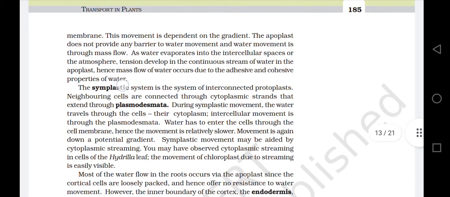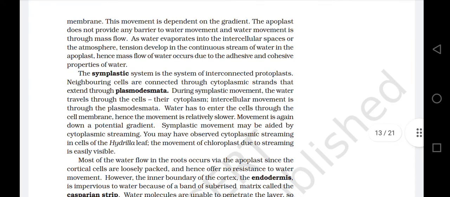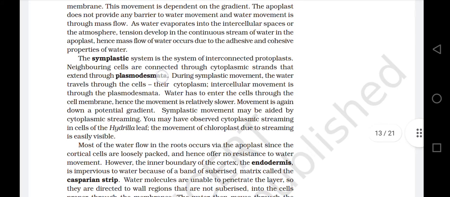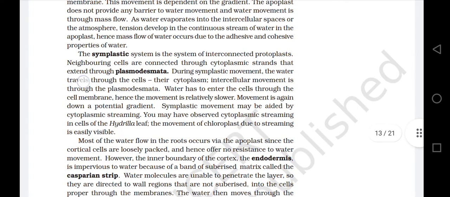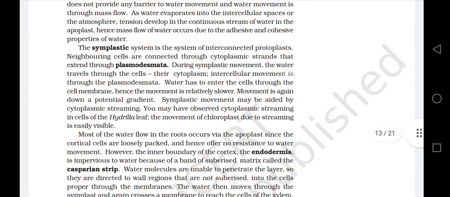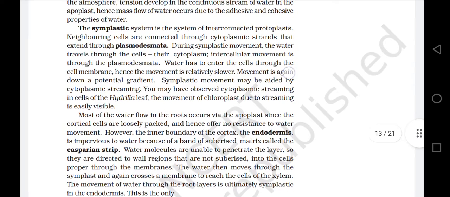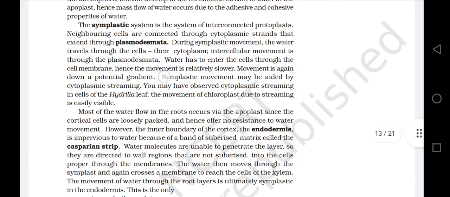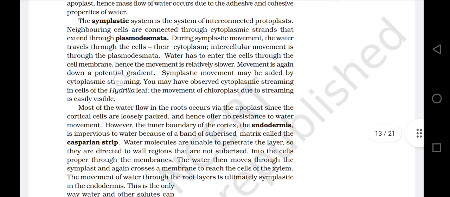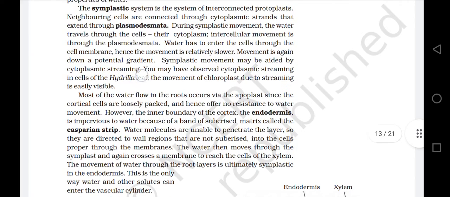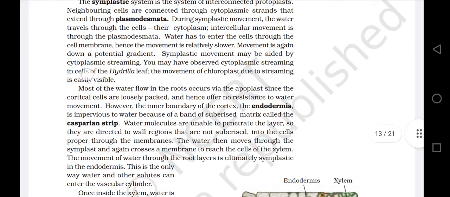The symplastic system is the system of interconnected protoplasts. Neighboring cells are connected through cytoplasmic strands that extend through the plasmodesmata. During symplastic movement, the water travels through the cells, their cytoplasm, and intercellular movement is through the plasmodesmata. Water has to enter the cells through the cell membrane. Hence, the movement is relatively slower. Movement is again down a potential gradient. Symplastic movement may be aided by cytoplasmic streaming. You may have observed cytoplasmic streaming in cells of the Hydrilla leaf. The movement of the chloroplast due to streaming is easily visible.